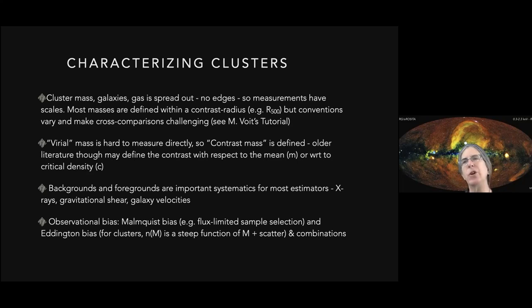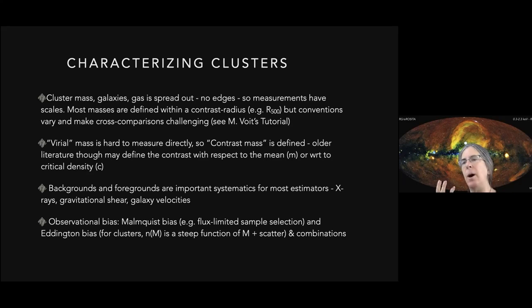The virial mass is hard to measure, so you need to define a contrast, and usually this is in terms of something like 500 times the ambient critical density, although some workers use the contrast with the mean density as opposed to the critical density. And it's important to keep track of the distinctions. There are systematics in these measurements, backgrounds and foregrounds, both for weak lensing and X-rays. These are all things that are technical, and you have to get your hands dirty in it if you want to do a good job in this business.